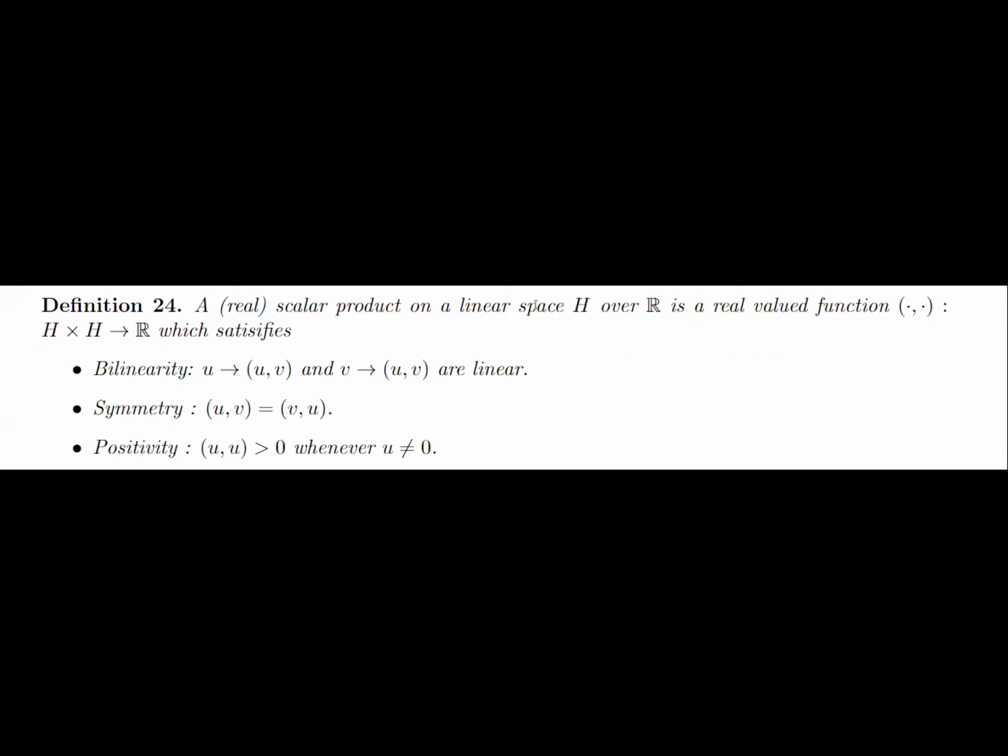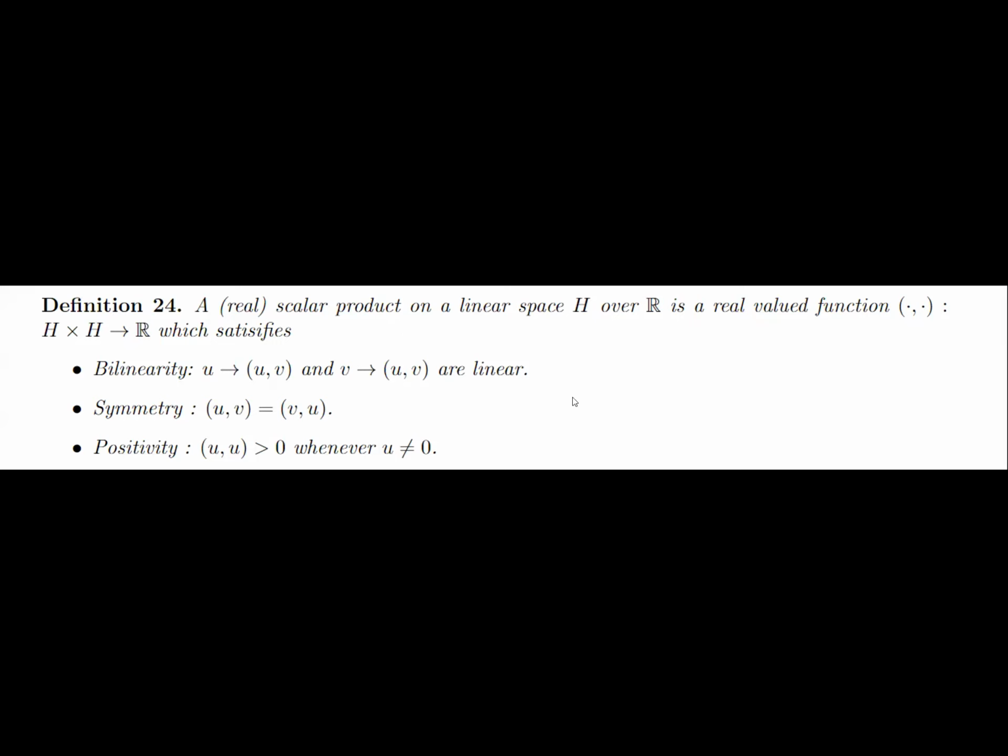So H is a linear space. We assume here that it's over R, as I say it again. And so a scalar product is a bilinear function, meaning that it's linear with respect to its two variables. So it's from H times H into R, and you have symmetry and positivity. So this defines a scalar product.